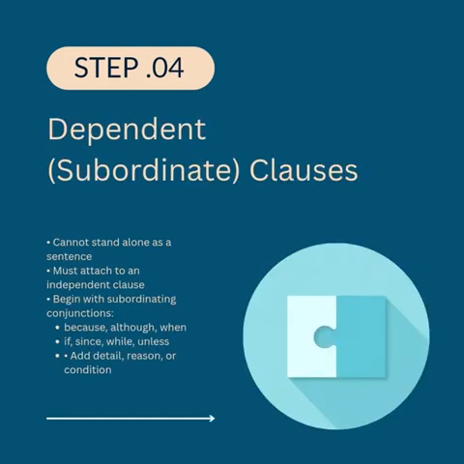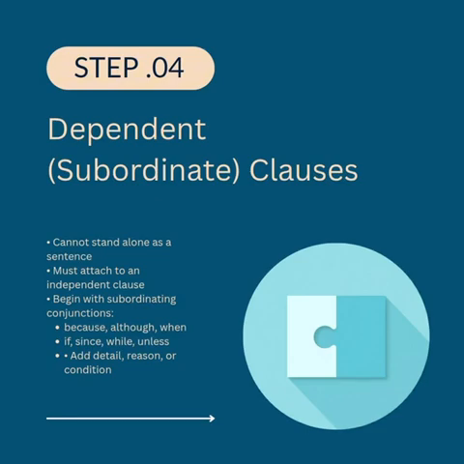Now we look at the other type of clause, that is a dependent clause. A dependent clause, also called a subordinate clause, is a group of words that has a subject and a verb, but it cannot stand alone as a complete sentence because it does not express a full or complete idea. It depends on another sentence, mostly an independent clause, to make sense. A dependent clause usually starts with subordinating words such as because, although, if, when, since, while, after, or before. These words make the meaning incomplete and show that more information is coming.